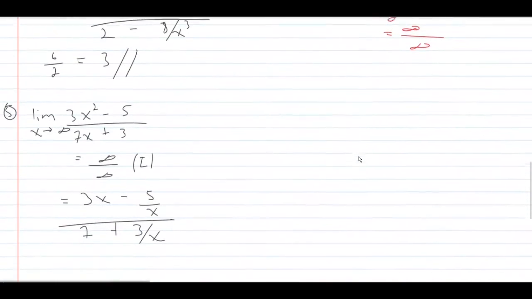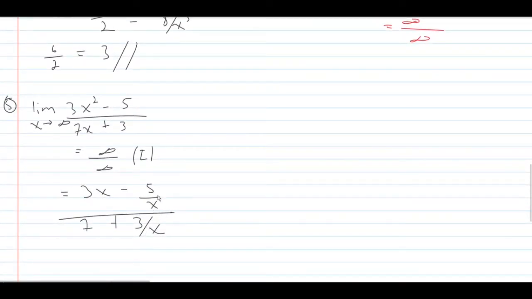My highest x power here is 1. So I will divide each term by x. So I'll have 3x squared divided by x would just be 3x, right? Minus 5 over x. All of that now is over 7 divided by x would just be 7, right? So this would be 7 plus 3 over x. This is what I would get. Now we know from this that the 5 over x and 3 over x would be 0.